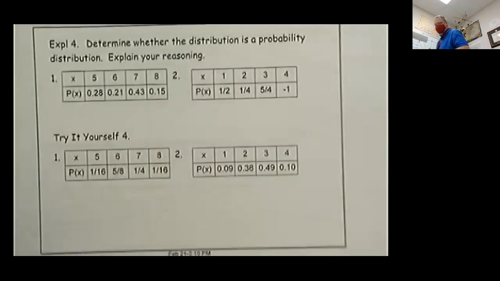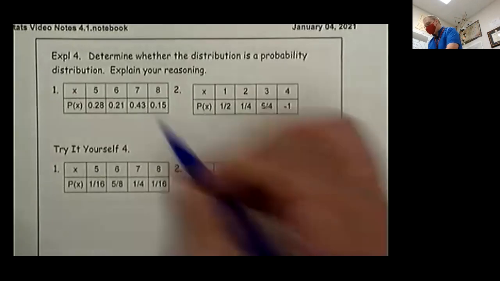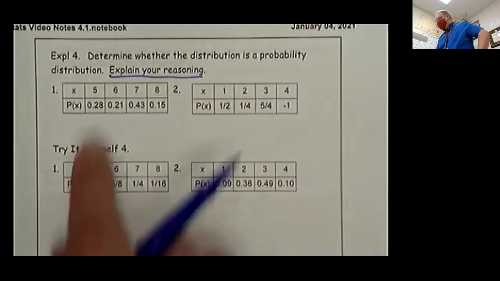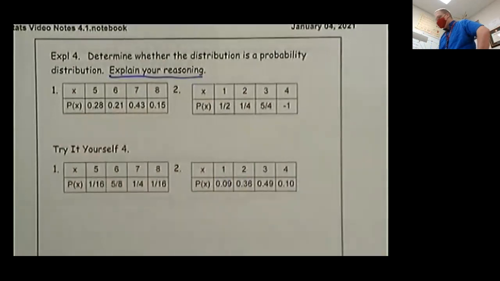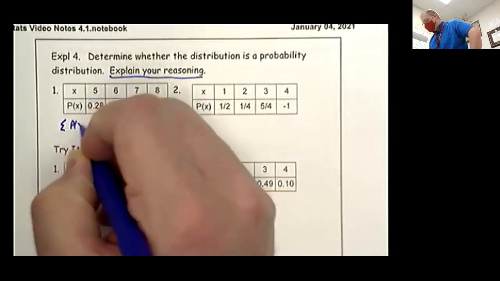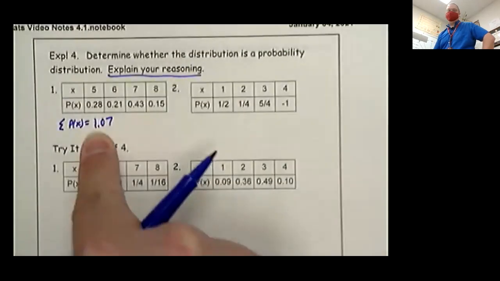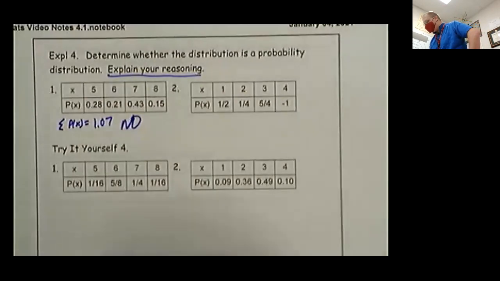Example 4, next page. Now we're going to determine if it is a probability distribution and explain your reasoning. I do want you to do the second part, explain your reasoning. So again, we have 2 checks. First check is, are all of these between 0 and 1? And it's going to be really easy to see when they're not. So they're all between 0 and 1, so that worked. And so next check is we want to add up all of the P of X's. When you do that, you're going to get 1.07. That is not equal to 1, so no, this is not a probability distribution because it's not equal to 1.